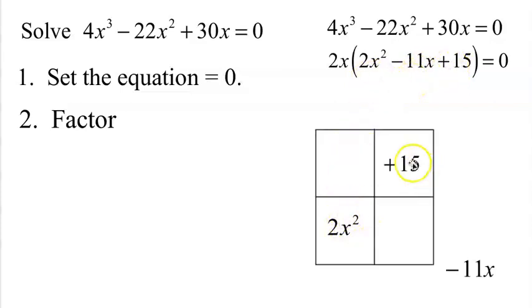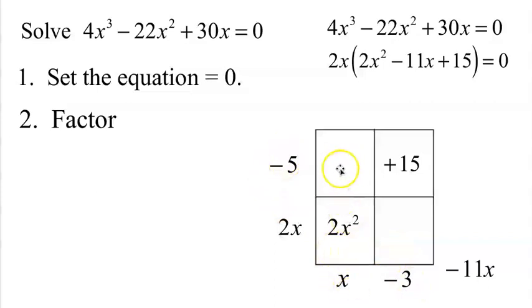2x squared in the lower left, 15 in the upper right. The middle term of -11x goes outside. Now to build 2x squared, the only reasonable thing to do is to go 2x times x. Positive 15. Well, you could have -3 times -5, -5 times -3, positive 1 times positive 15, positive 3 times positive 5. But I have a -11x there, so that indicates I'm going to need to have negative factors. So let's try -3, -5. It's just a matter of which order is going to work for me. So I'll try -5 here, and I'll try -3 there.